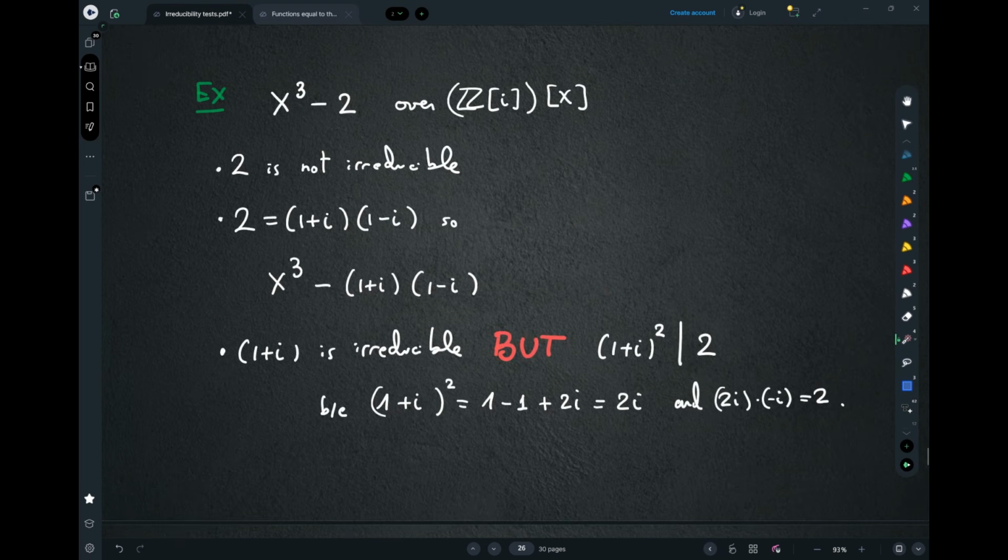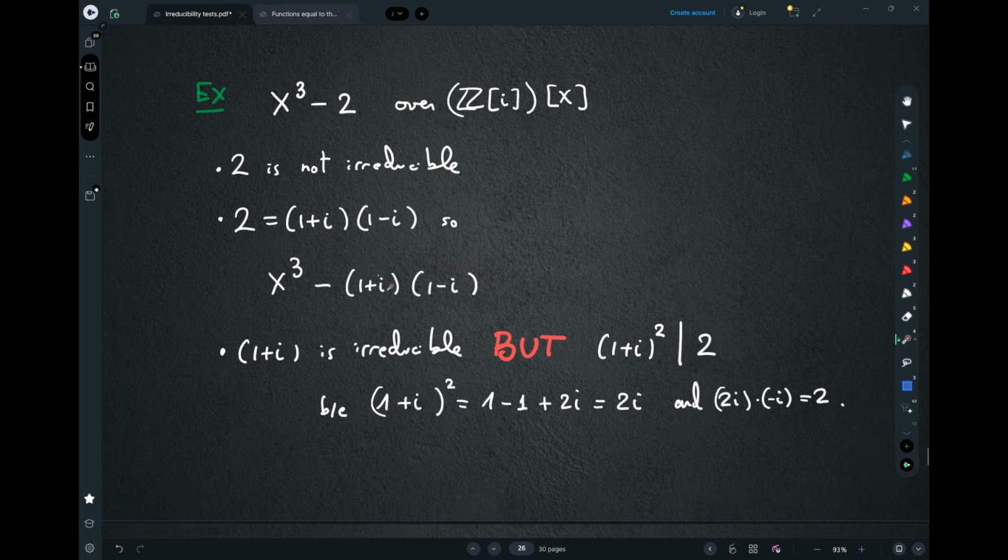How about x cubed minus 2 over Z adjoin i, over the Gaussian integers? Now, I can't use 2 as an irreducible for Eisenstein's criterion because 2 is not an irreducible in Z adjoin i. We know that 2 factors as 1 plus i times 1 minus i. So this polynomial in here is actually x cubed minus (1 plus i) times (1 minus i).